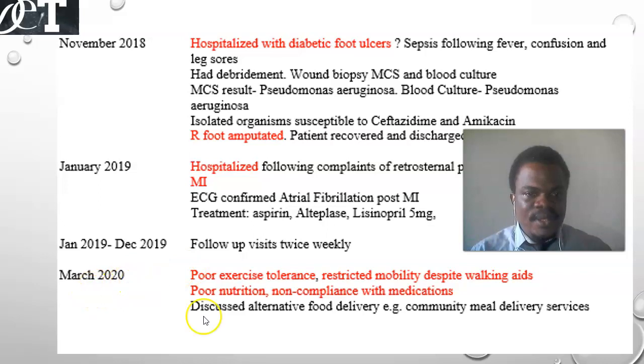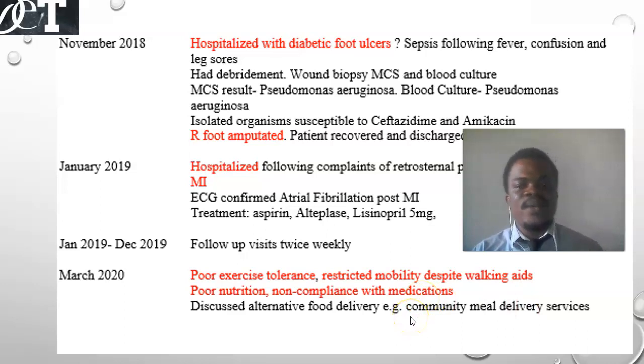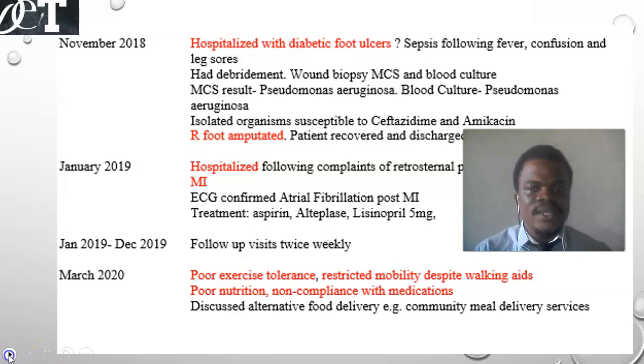So the patient came again in March 2020. Poor exercise tolerance. You commence exercise now. You no longer tolerate it. Restricted mobility despite walking aids. Poor nutrition, non-compliance, you add discussed dietary, alternative food delivery, community meal delivery services. Remember, this patient is only leaving this community and going to another community. So this information is actually irrelevant. So we ignore it.